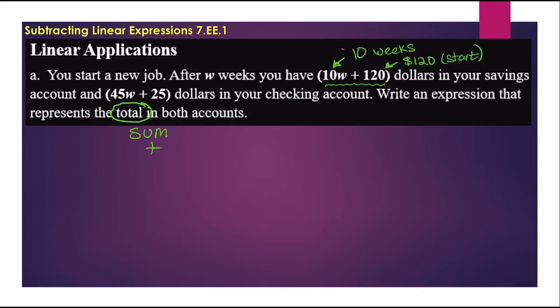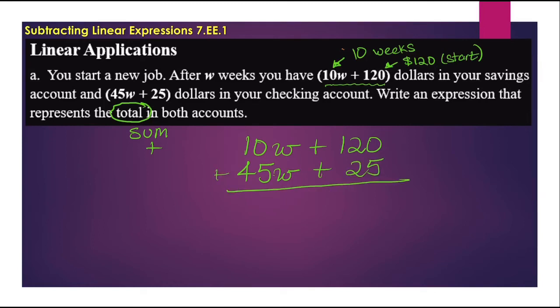So I'm just going to use the vertical method here. We're going to do 10W plus 120, and we're going to do 45W plus 25, and just add those up. So when you add up the W's, you get 55W. When you add up the constants, 120 plus 25, you get $145, and that's it.